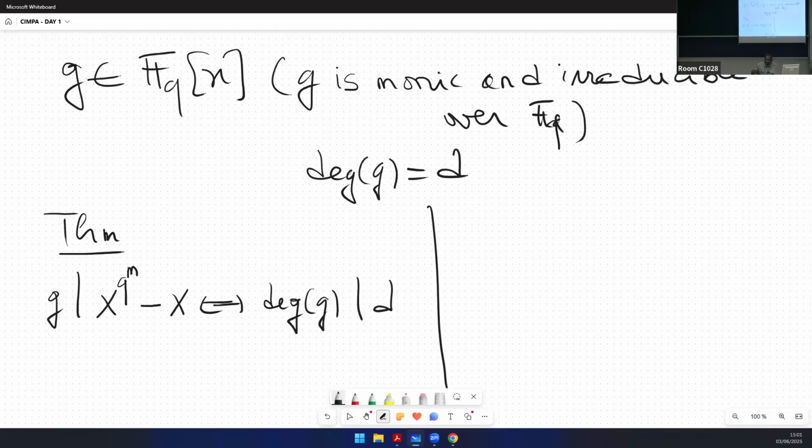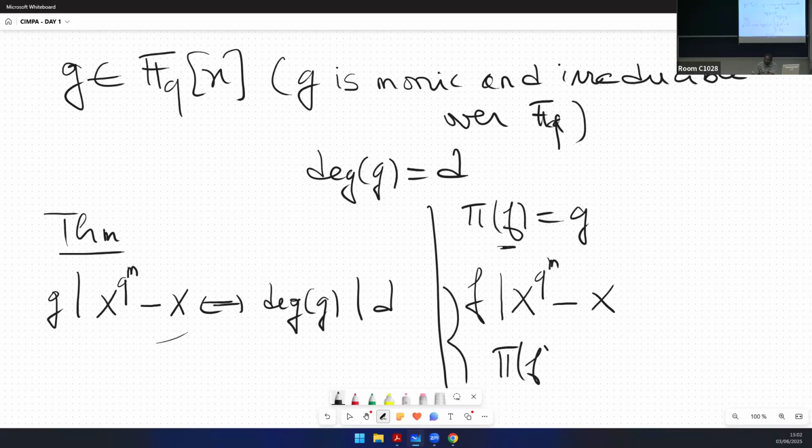Here we use the Hensel lemma. By Hensel lemma, we lift J. The lift of J is F, with the reduction of F equal to J. J divides this polynomial, and as a consequence F divides x^(q^m) - x, with the reduction of F equal to J. This is a consequence of Hensel lemma. Sorry, m here. The degree of J equals the degree of F.